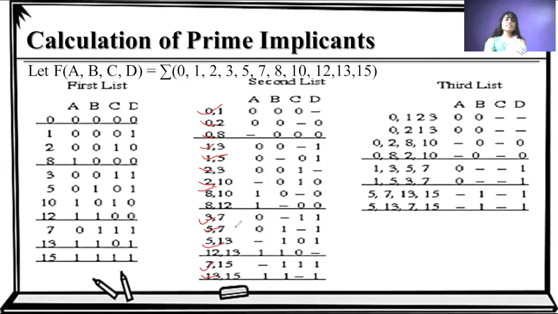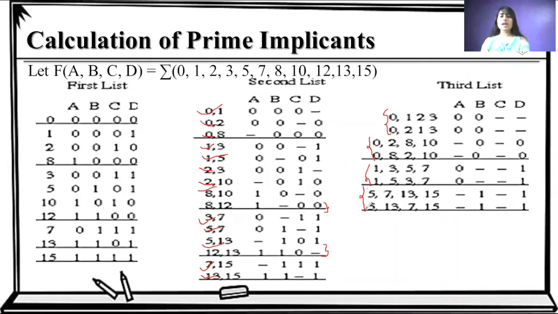So here all these terms are covered in the third list, but the remaining terms are this 8 and 12, and this 12 and 13. This term cannot be reduced into the third list. That means this term cannot be further reduced. So 8, 12 and 12, 13 are prime implicants, and here these terms are also not reduced further. So these are the terms which are prime implicants. So we have to write a function for the prime implicants.